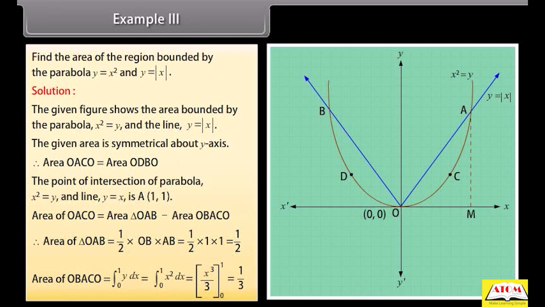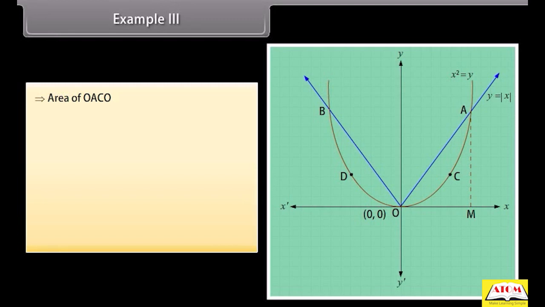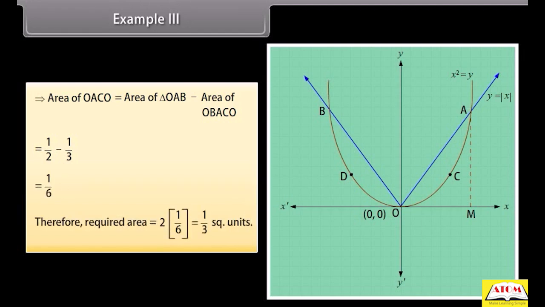Area of OBACO is equal to the integral from 0 to 1 of y with respect to x, which is equal to the integral from 0 to 1 of x squared with respect to x. By solving, we get area of OBACO is equal to 1/3. It implies area of OACO is equal to area of triangle OAB minus area of OBACO, which equals 1/2 minus 1/3, which equals 1/6. Therefore, the required area is equal to 2 times 1/6, which equals 1/3 square units.